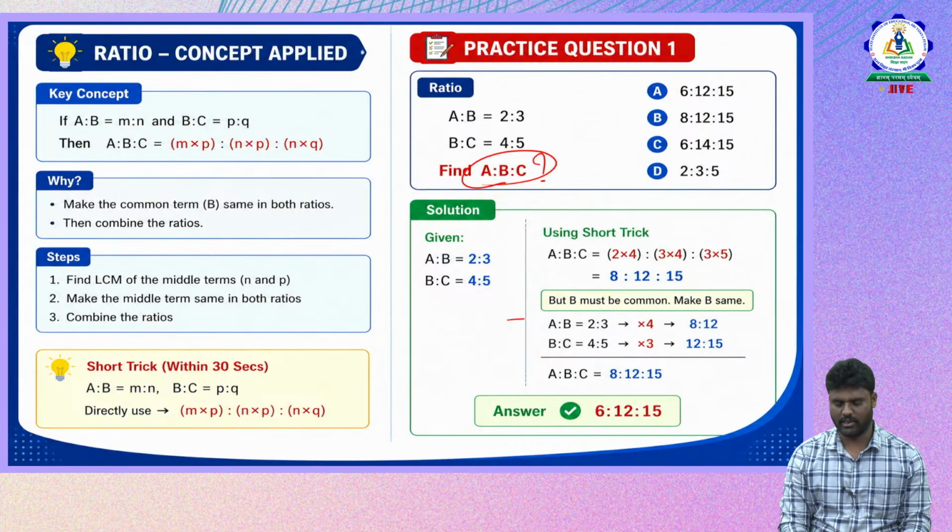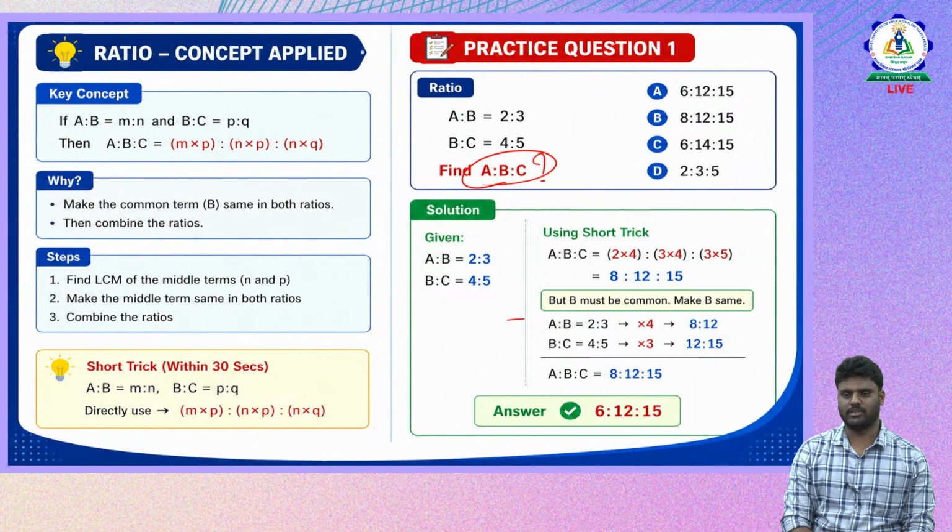So let us see what the given options are here. Option A is 6 is to 12 is to 15. Option B is 8 is to 12 is to 15. Option C is 6 is to 14 is to 15. Option D is 2 is to 3 is to 5. Now let us see one by one.